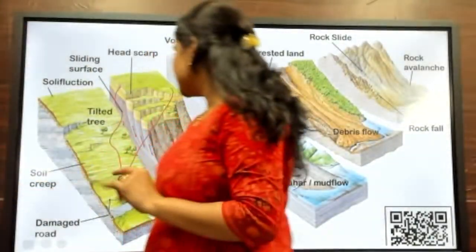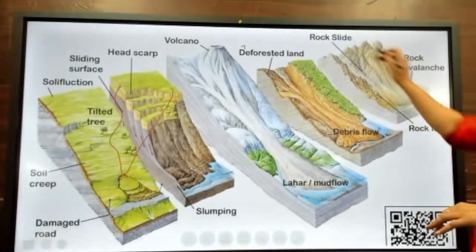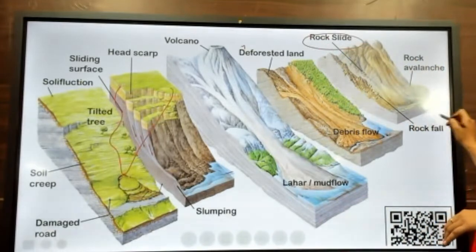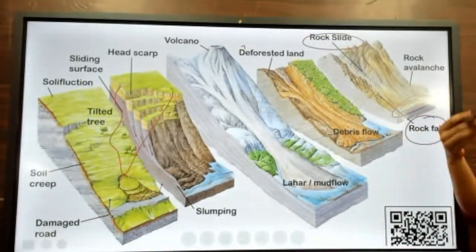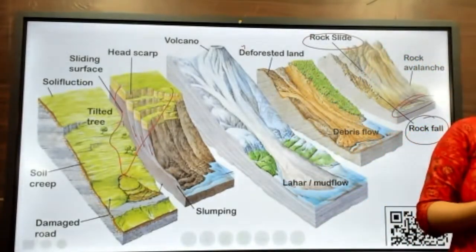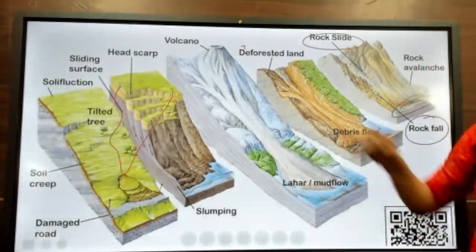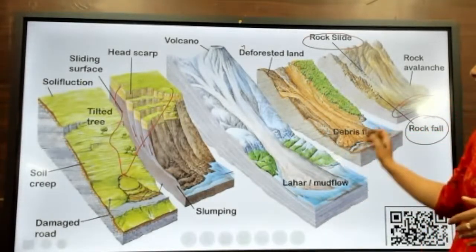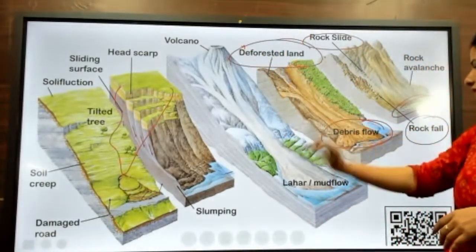Now can you see here? See different things. This is a rock slide, that means a big chunk of rock will be falling here, and then getting accumulated or collected here. Then suppose there is a large amount of deforestation, so when vegetation is not there, what will happen to the soil? It will start flowing down. This is called debris flow, whenever there are deforestation activities.